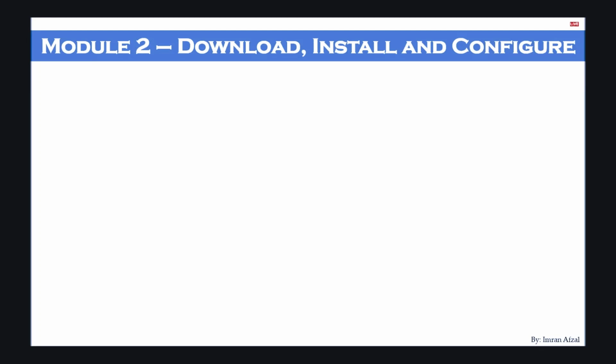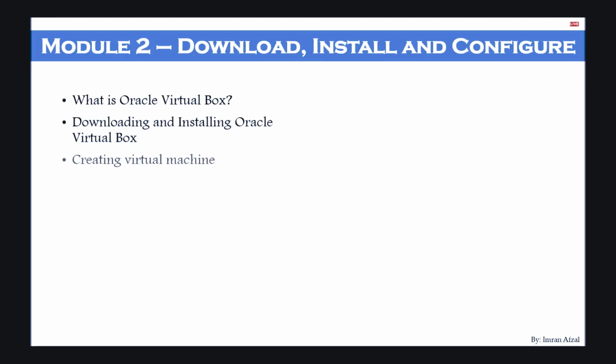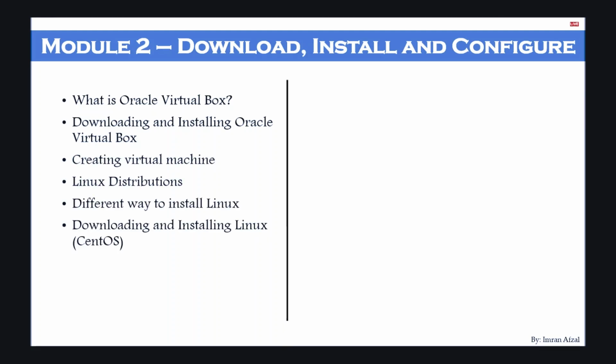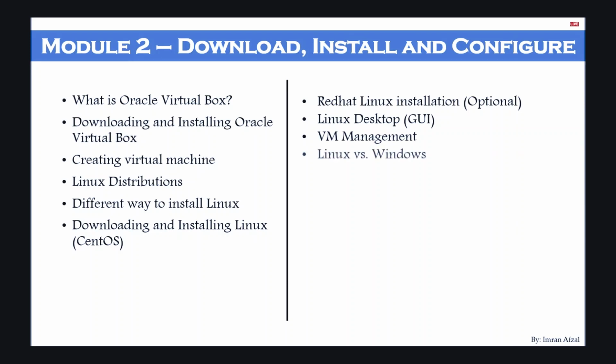Moving on to module 2, where we will cover downloading, installing, and configuring an actual Linux machine. So we'll talk about virtual machines and downloading that virtual machine. We'll talk about the different ways to install a Linux machine. Then we'll cover the actual CentOS installation. I have also included an optional Red Hat Linux installation lecture as well. Then somewhat on Linux desktop, management on VM, and then again ending with quizzes, homework, and handouts.